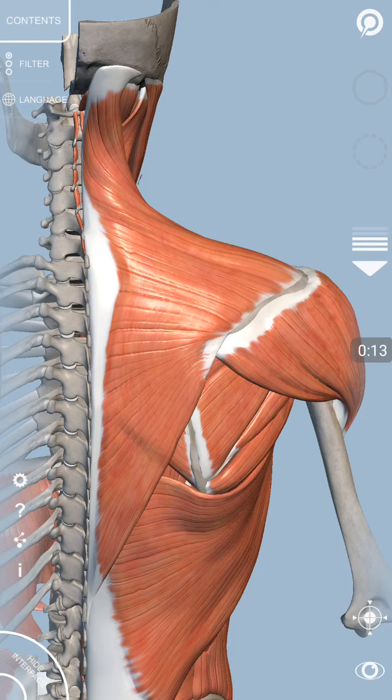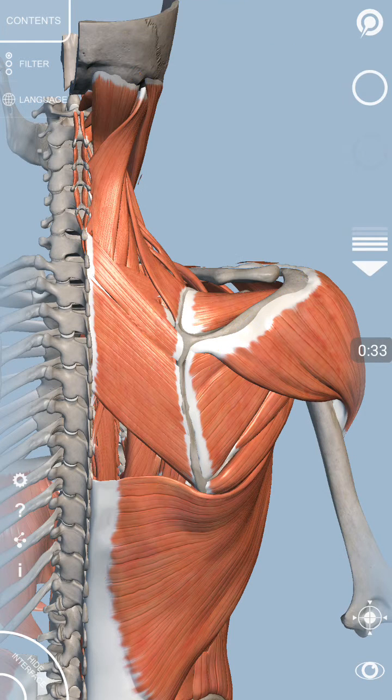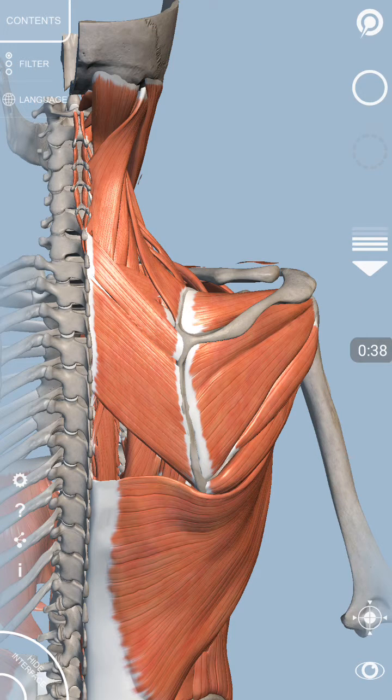In my previous videos, I talked about many things, thoracic vertebra and rib cage, and today in this particular video, I'm going to talk about muscles of rotator cuff. So this is how deep muscles of rotator cuff are present.